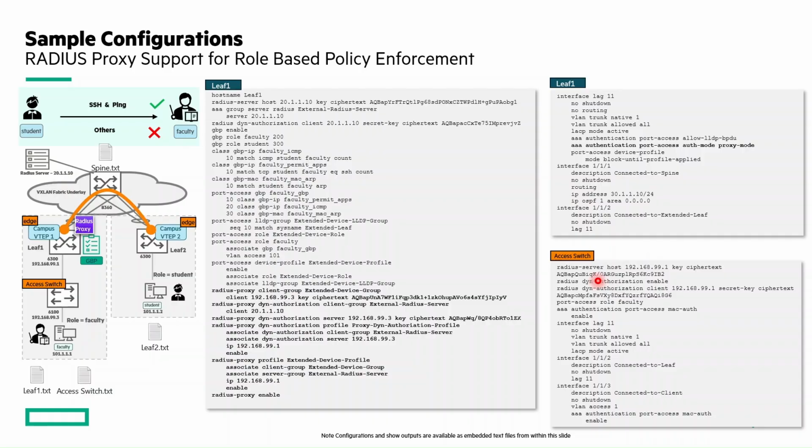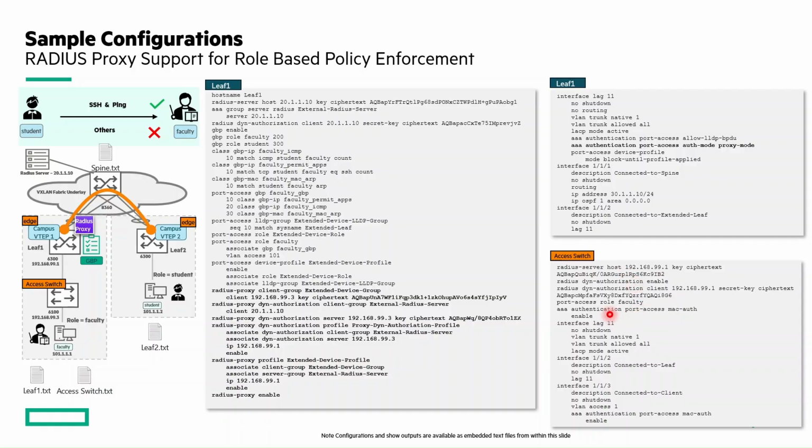In the access switch, we have configured the leaf switch IP address as the radius server. So the radius server host is pointing to the leaf switch. Then we have enabled the configuration for radius dynamic authorization. When it comes to the radius server, we support AAA, that is authentication, authorization, accounting. Apart from that, we also support dynamic authorization for the change of authorization feature. Both radius server configurations point to the radius proxy switch, that is the leaf 1 switch IP address.